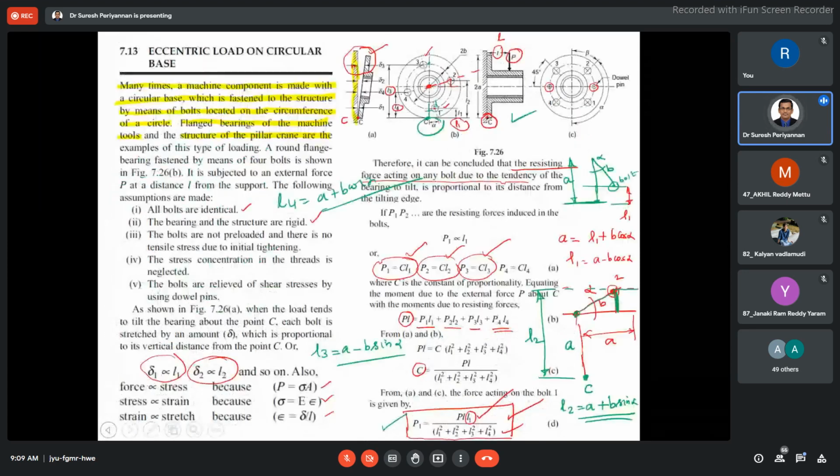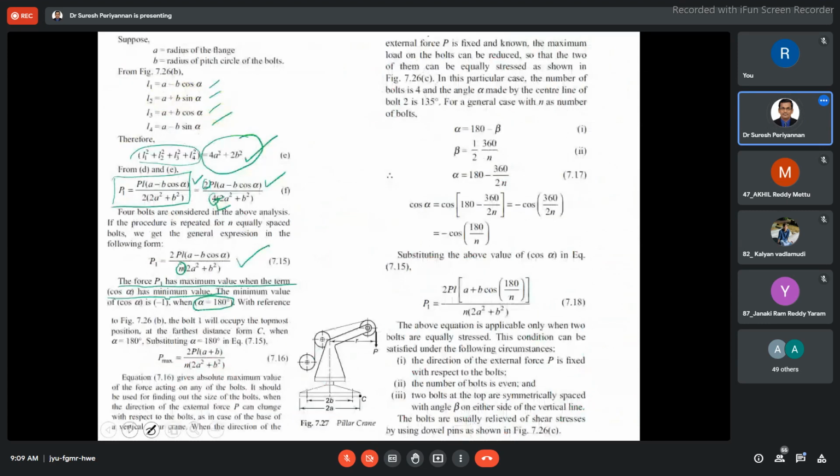Now I come again to the same figure. I erase these things now. See here, alpha is now here. If alpha is 180 degrees, from this figure you can understand. Now alpha is going to be 180 degrees, then cos alpha is minus 1. Now cos alpha minus 1, this will be the maximum load.